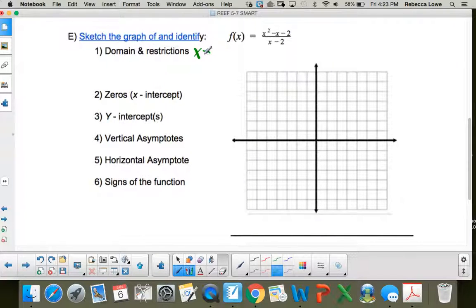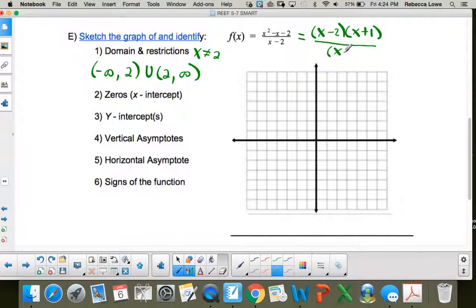x cannot be 2, because if x was 2, then the denominator would be 0. So I know that x can't be 2. So I know the domain is from negative infinity to 2, skips over 2, and then goes on to positive infinity. Before I decide if this is a vertical asymptote or a hole, I need to factor the numerator. And the numerator does factor to x minus 2, x plus 1. And then the denominator is x minus 2.